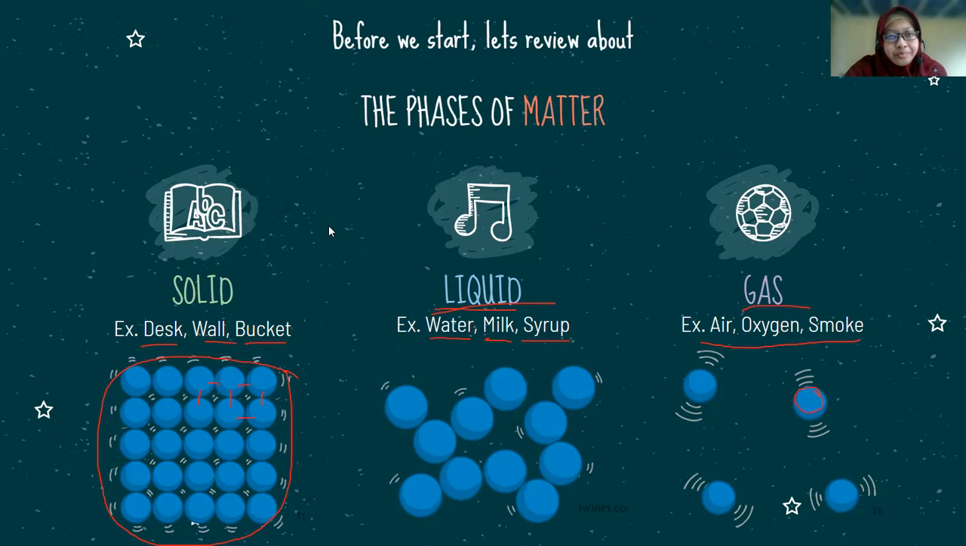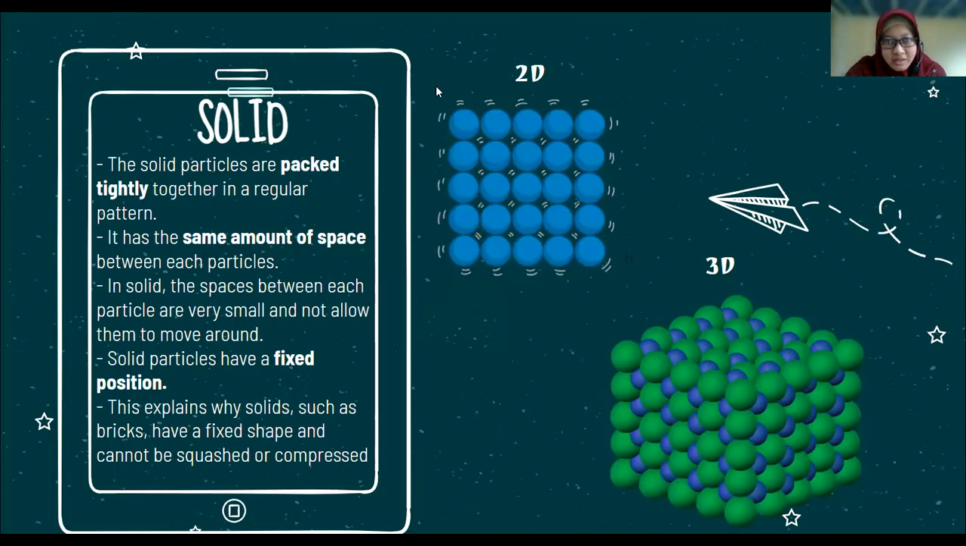Let's continue. These are the properties of solid particles, and these are the models. The solid particles are packed tightly together in a regular pattern. You can see here, this is the pattern. It's a square, and it has the same amount of space between each particle, so the width of the space is the same.